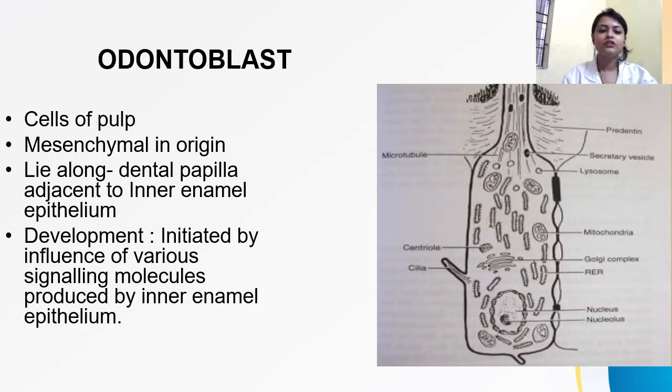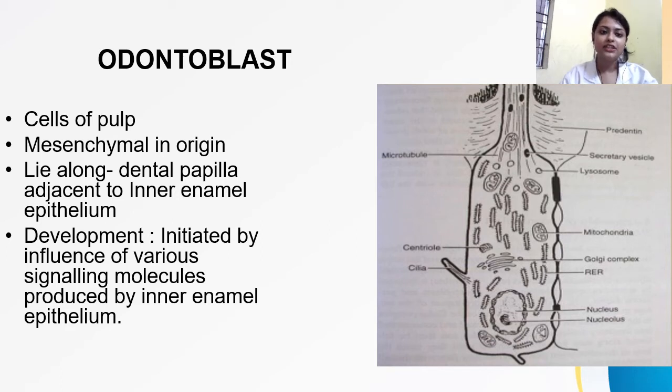Now coming to the specialized cell called the odontoblast. It is a cell of the pulp. It is mesenchymal in origin, from the ectomesenchyme. Dental pulp and dentin all originate from the dental papilla. Dental lamina gives rise to enamel. Dental papilla will give rise to dentin and pulp. So the dental papilla is ectomesenchyme, and it is a mesenchymal origin.